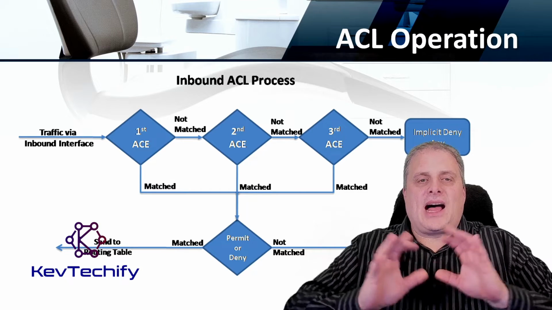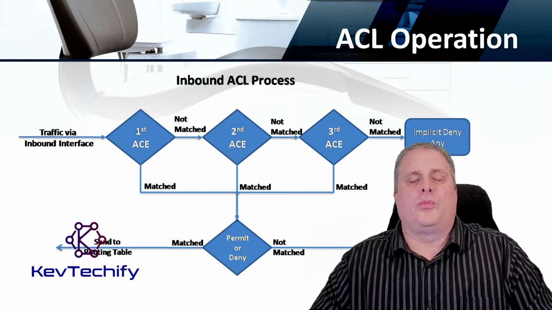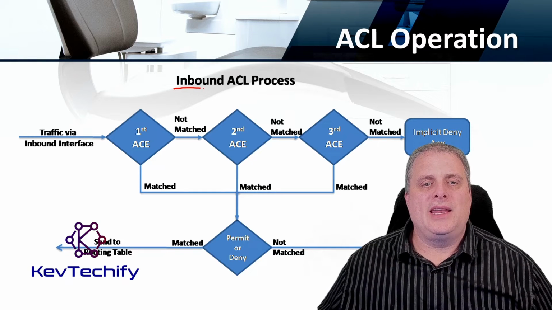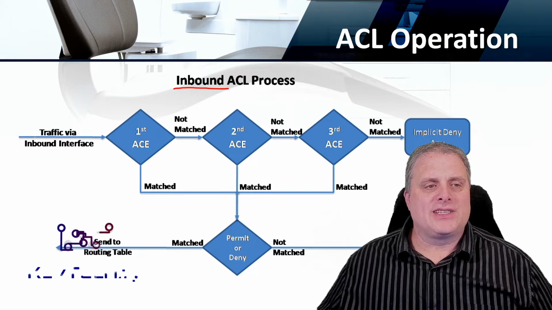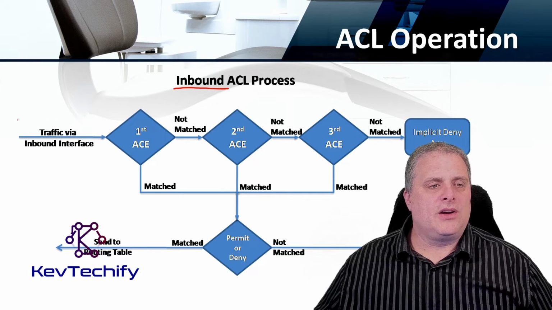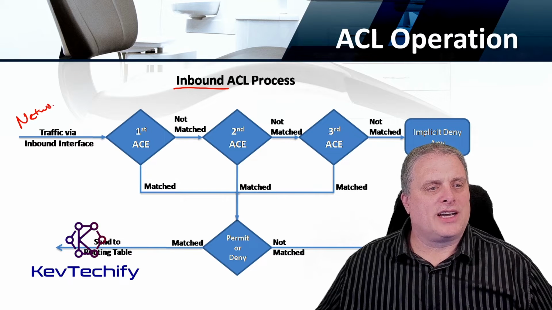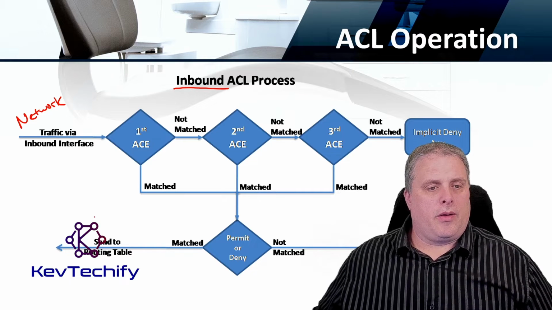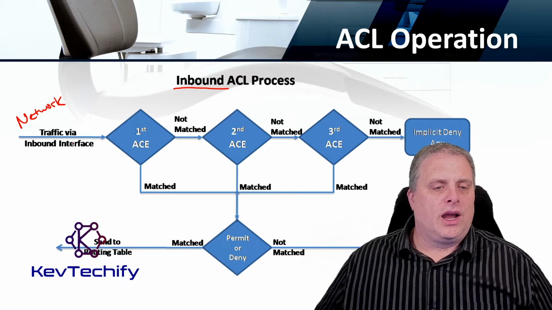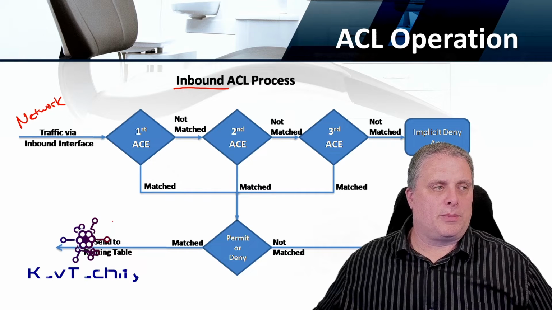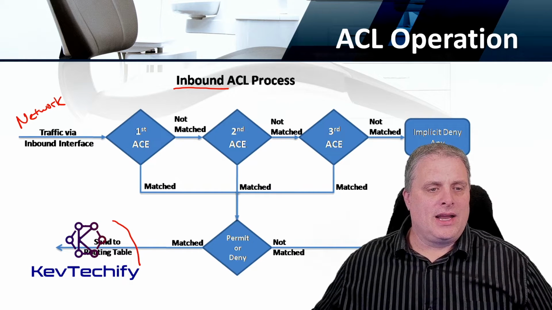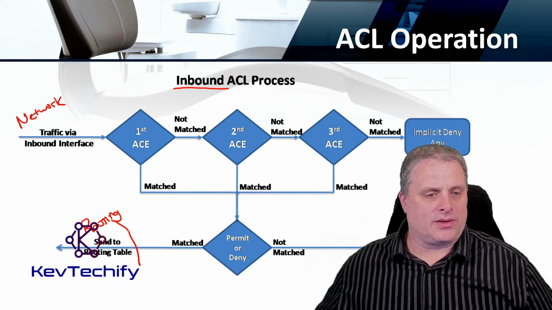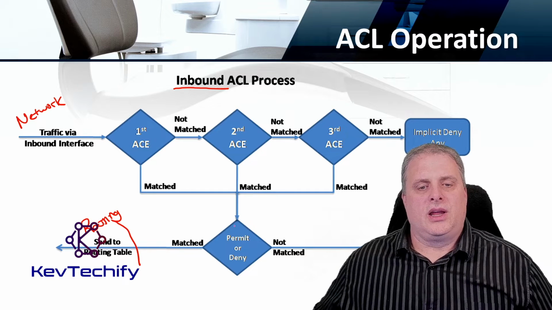How an ACL operates depends upon if it's an inbound or outbound ACL. For this example right here, we are looking at an inbound ACL. And so the traffic is coming in from our network. This is our network here. Traffic is coming in to our router. It goes through this process, comes down here, and then it's sent to the routing table at the bottom. This is where routing actually happens. And so the device made it through this list and it went there.